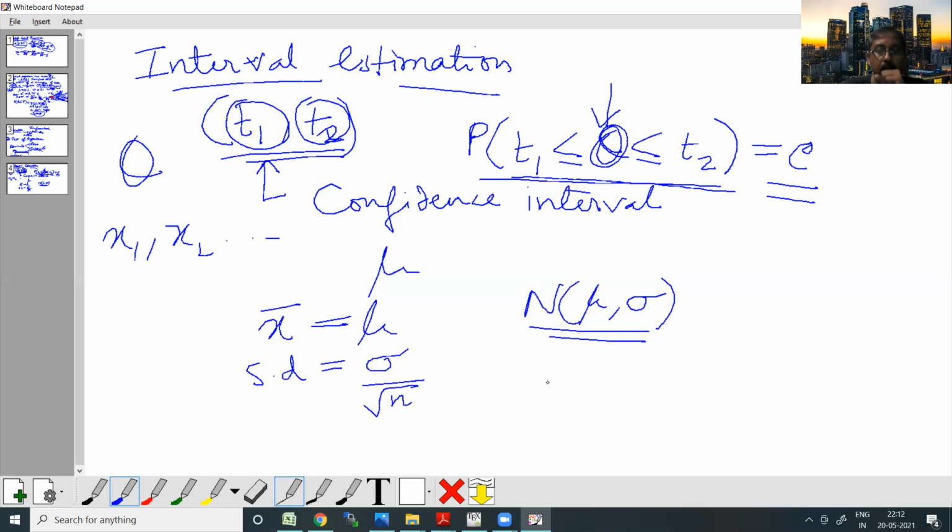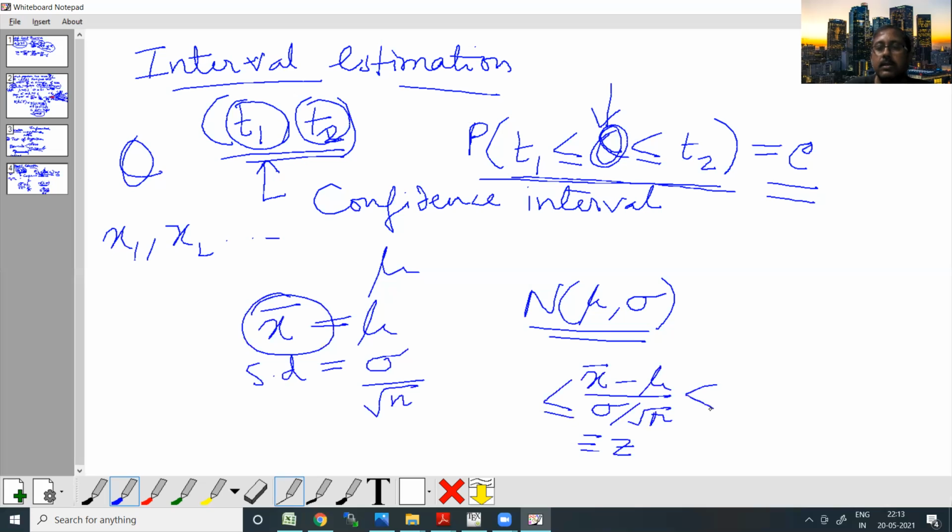Now, if we try to convert this x bar into a standard normal variable, how do I do that? We have already seen the example. We take x bar minus mu divided by the standard deviation, sigma by root over n. This is what we have to use, and this becomes the z. Now, this lies within the confidence limits, which let's set.